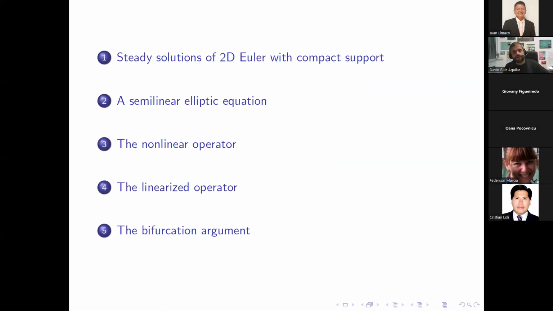Okay, the outline of my talk is the following. First, I'm going to introduce the problem I'm interested in, which is as simple as this. I will be focused on steady solutions of the 2D Euler equations which have compact support. This is the topic of my study here. And we will look for a certain type of solutions to this problem, and we will do that via a semilinear elliptic equation. In order to do that, I will use a local bifurcation argument, and that will be divided in 3 sections, which are those 3. So let's get started.